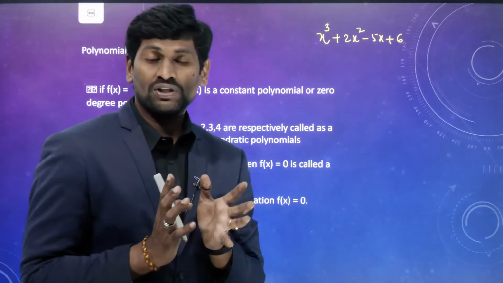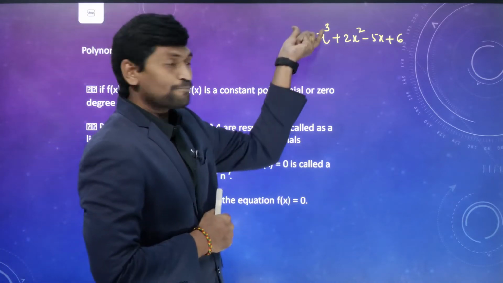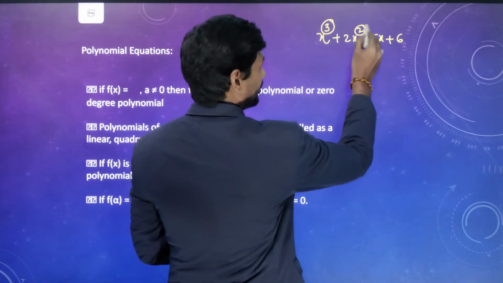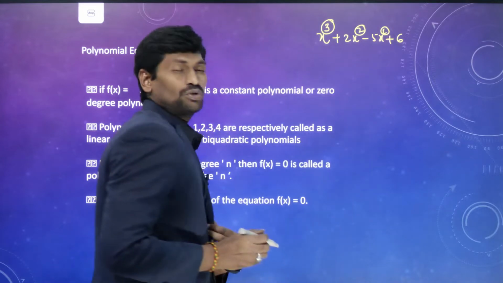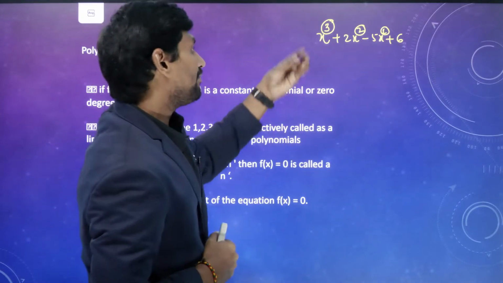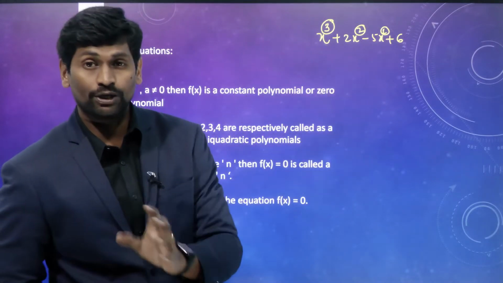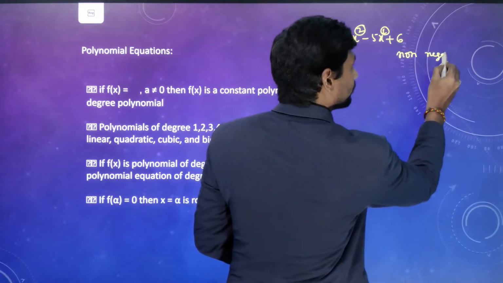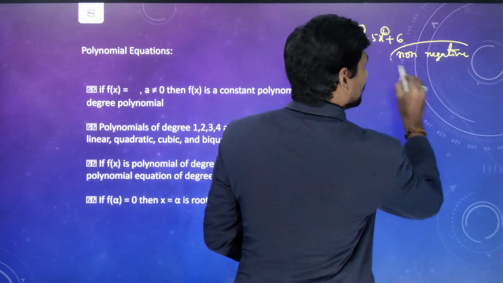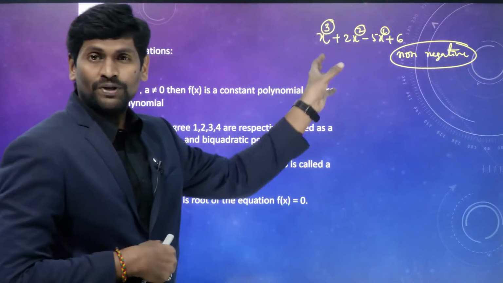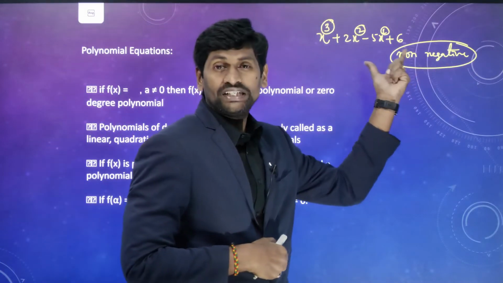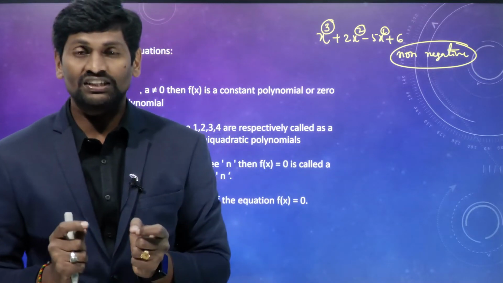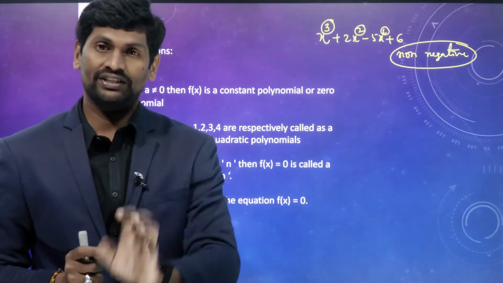While you are observing the variable here, what are its exponents? 3, 2, and where there is nothing written, it means 1. So the powers of the variable are non-negative. An algebraic expression with non-negative integral powers is called a polynomial. Integral powers are nothing but integers, non-negative integers.